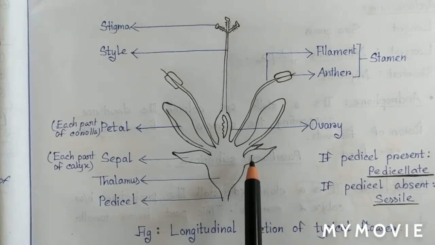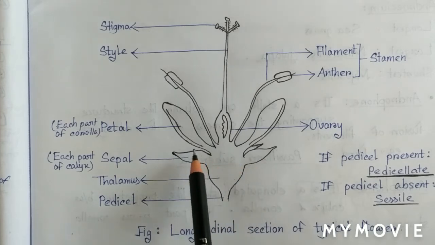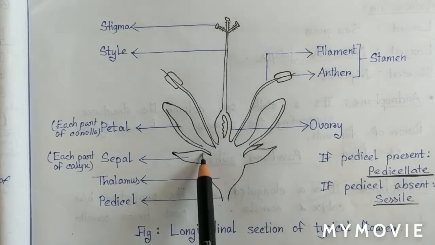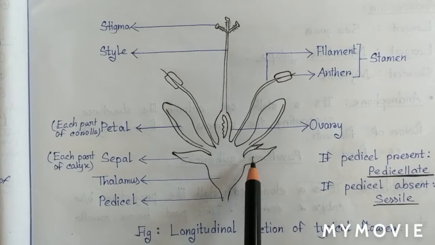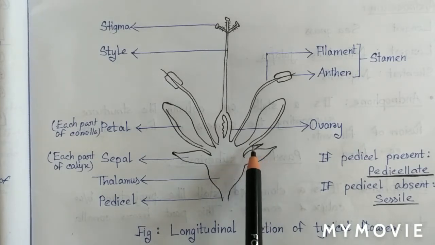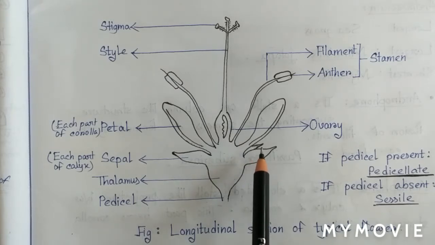If sepals are attached with each other, meaning they are fused with each other, not like this, then it is termed as gamosepalous. Gamo means fused. Example, China rose or Hibiscus rosa-sinensis. Some flowers contain epicalyx. This part is known as epicalyx. It's just a subpart of calyx. It's generally found in China rose.